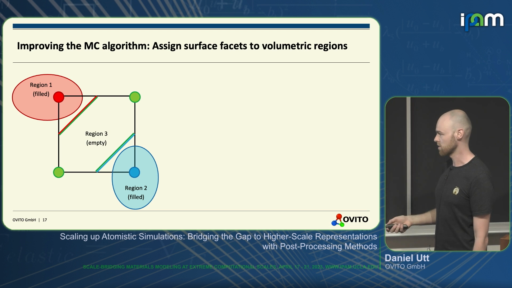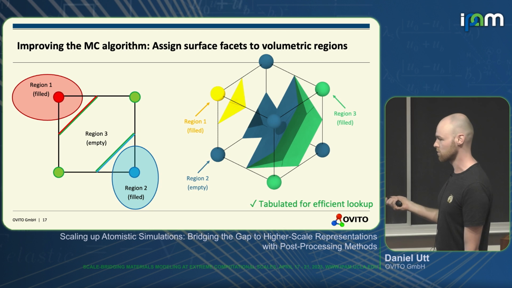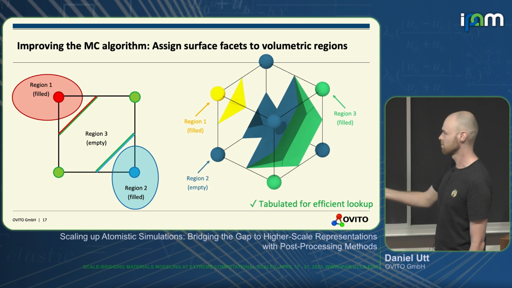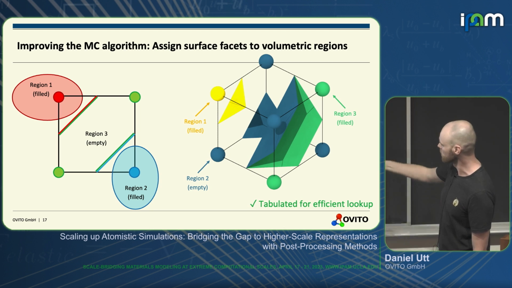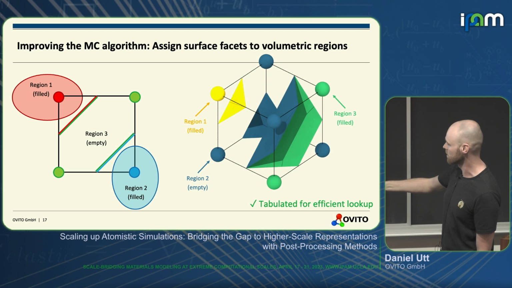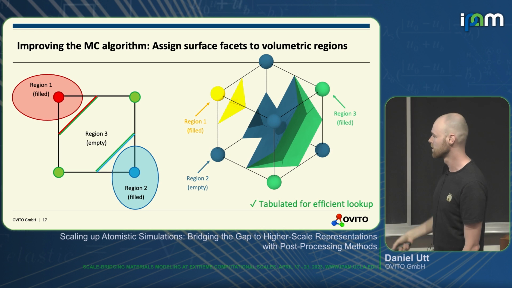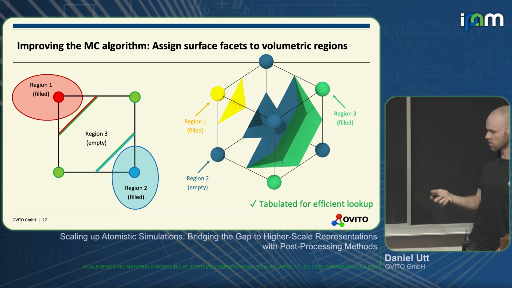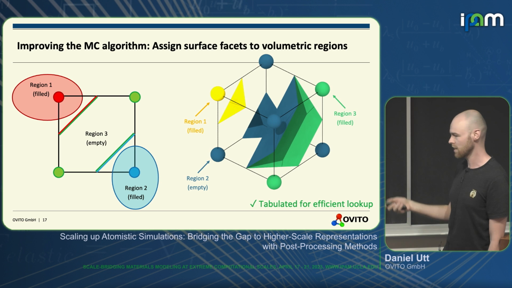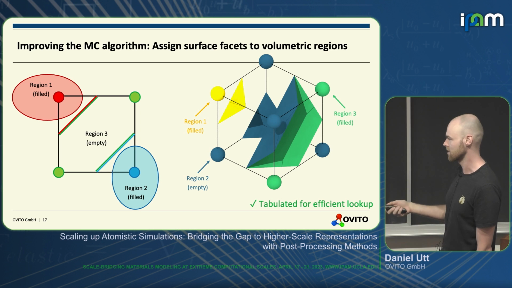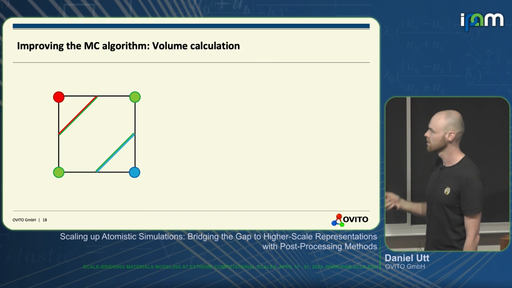So these are the steps that we had to go through in 2D, or in 3D, it looks something like this, where you have maybe one region here, the green one, which is then separated by this blue region, which wraps around the green one. Again, these can be tabulated for efficient lookup, so you don't have to run all this characterization at runtime. You just have to do it once.